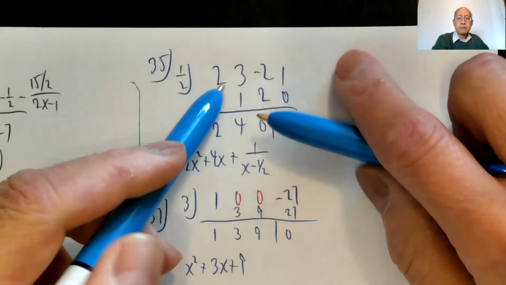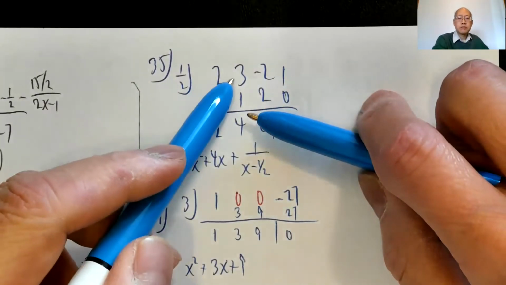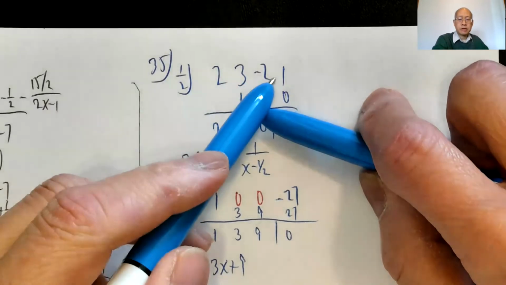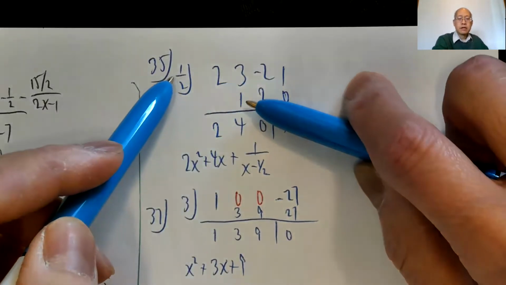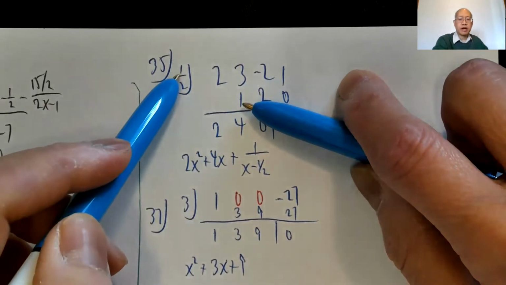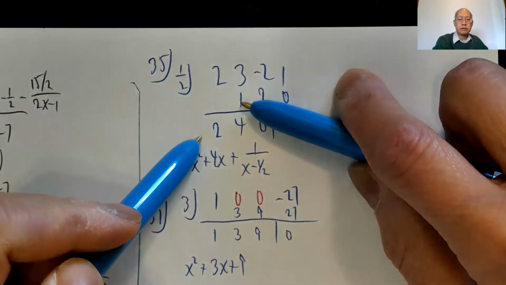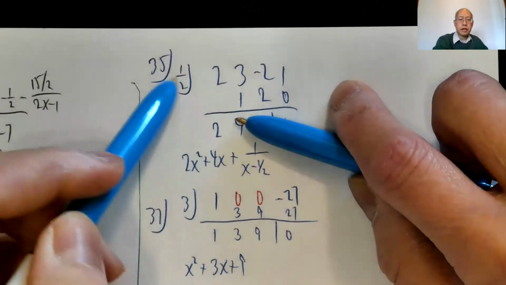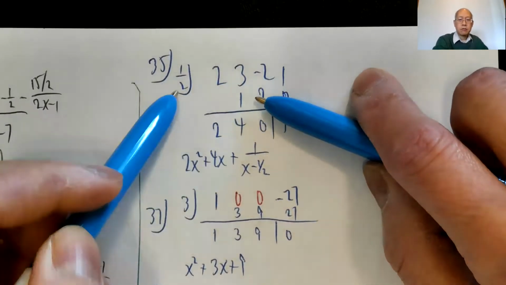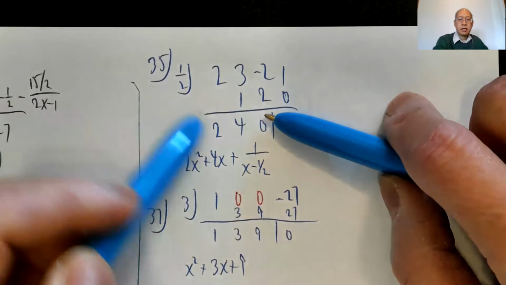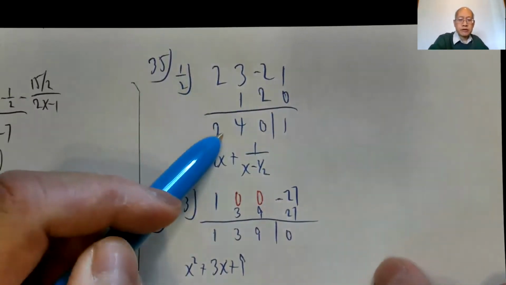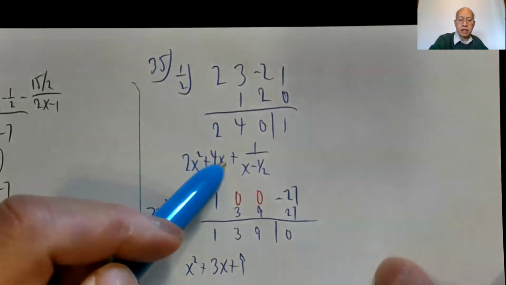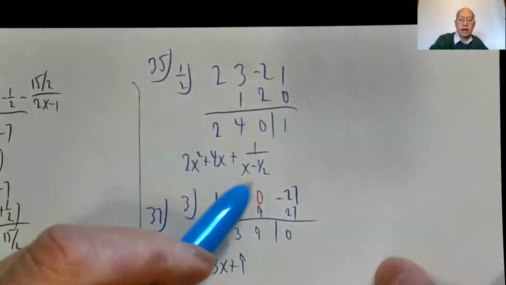35. This was 2x cubed plus 3x squared minus 2x plus 1. Just put 2, 3, -2, 1. Dividing by x minus a half means I put 1/2. Bring the 2 down. Multiply, add, multiply, add, multiply, add. So I read this as 2x squared plus 4x plus nothing, so I don't have to write the nothing, plus 1 over x minus a half.